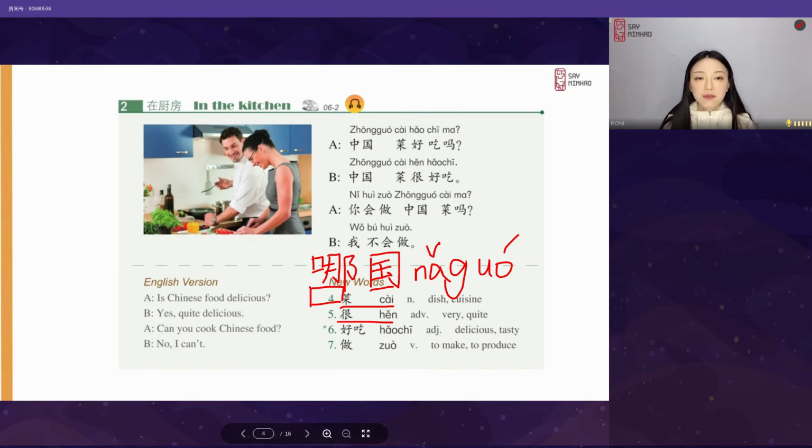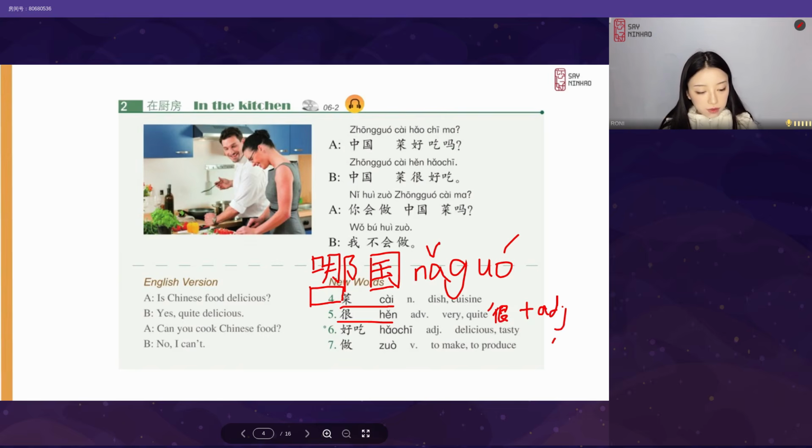Next one is 很. Read after me please, 很. It is a third tone word and it is an adverb. It actually is an adverb of degree, which means very, quite. So anything you want to describe the degree of, you can just put 很 before the adjective. For example, 好 means good in Chinese. When I want to say very good, then I can just say 很好. I put 很 before 好. 很好, very good. So this is the structure of it. Put 很 before the adjective.